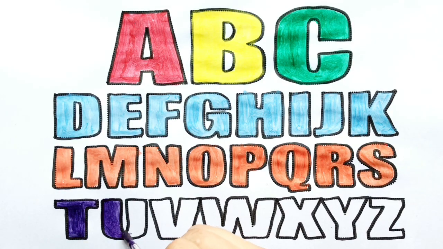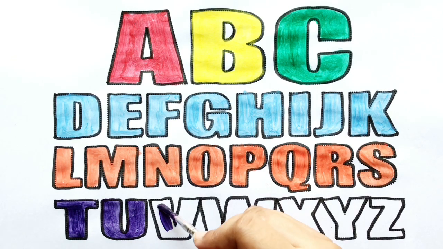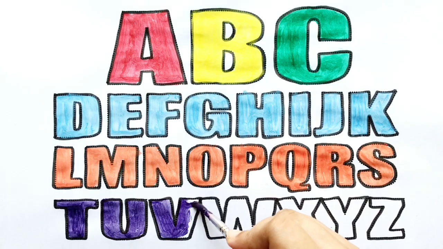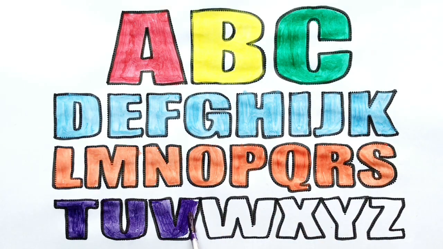U for umbrella. A, B, C, D, E, F, G, H, I, J, K, L, M, N, O, P, Q, V for violin. T, U, V, W, X, Y, and Z. Now I know my ABCs.